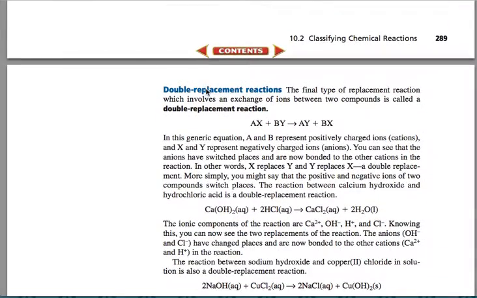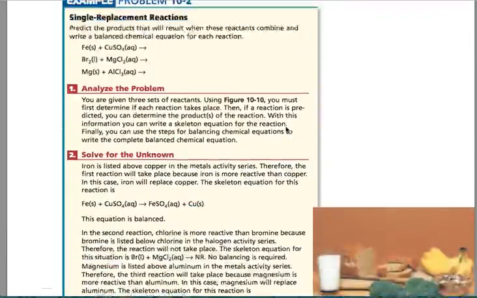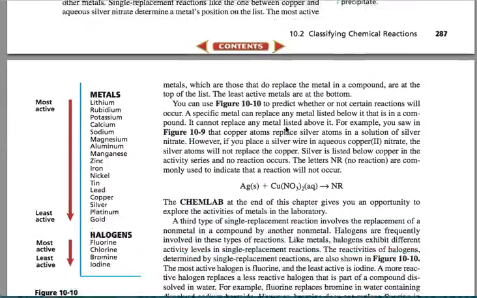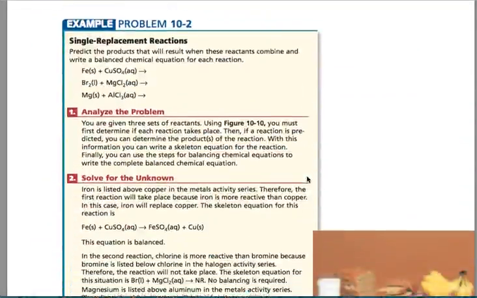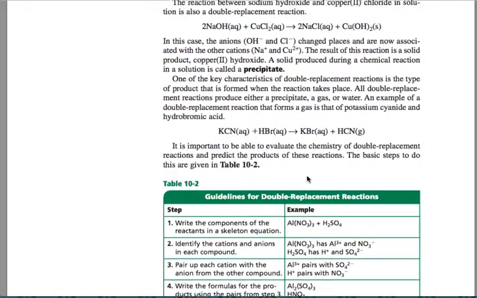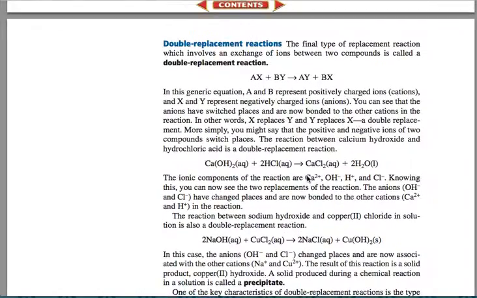All right, the final type of replacement, so this is our last one. Double replacement reactions involve an exchange of ions between two compounds. Okay, this is a compound and this is a compound. This is different than up here where we have an element with a compound, right, in a single replacement. So the double replacement requires two compounds.